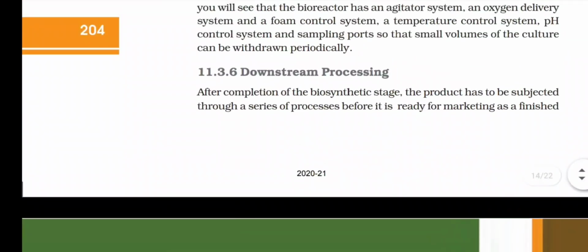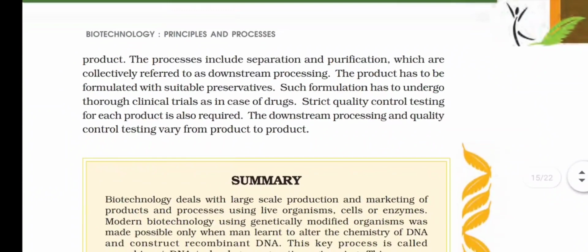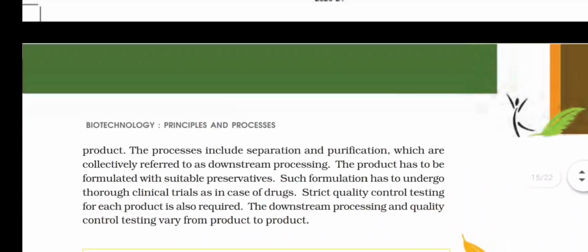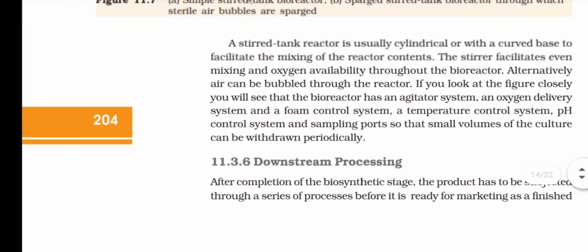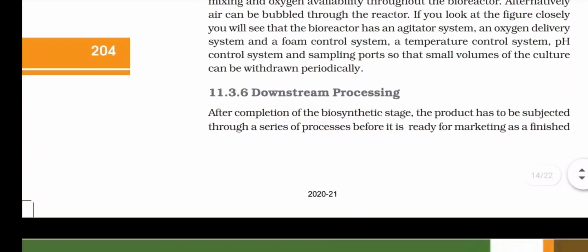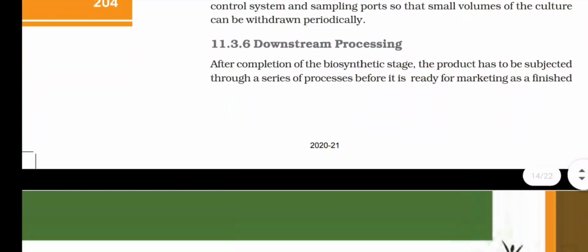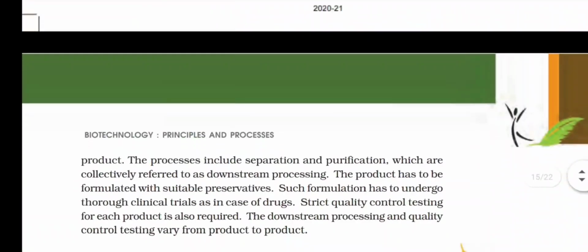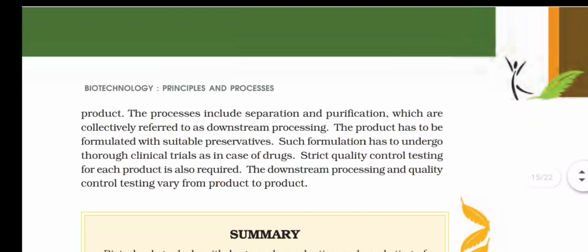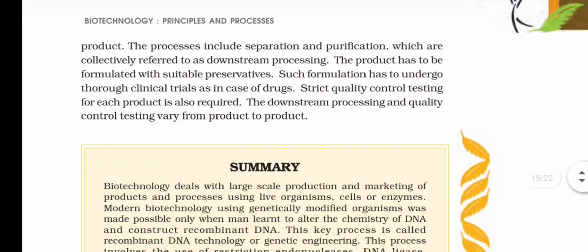Okay, and the downstream processing. So it's basically the downstream process. After completion of the biosynthetic stage, the product has to be subjected to a series of processes before it is ready for marketing as a finished product. The processes include separation and purification, which are collectively referred to as downstream processing.